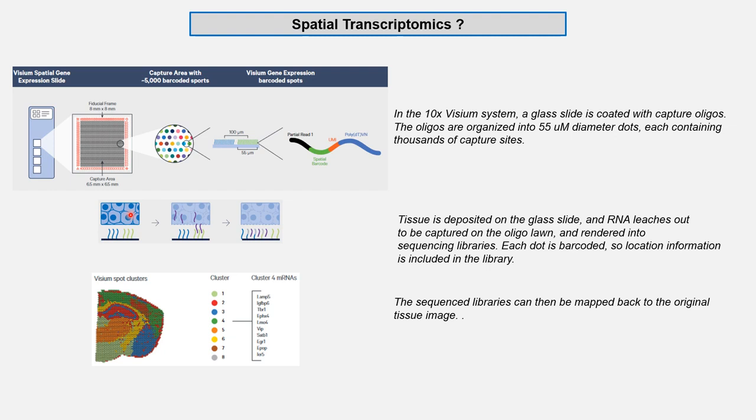When a tissue section is laid on the glass slide, the RNA will leach from the tissue and be captured by the oligos lying immediately underneath. The captured RNA is reverse transcribed and the resulting libraries are sequenced. The reads can then be assigned to a dot of origin, and thus to a discrete region of the tissue section.